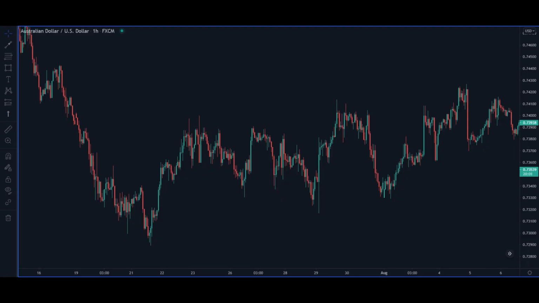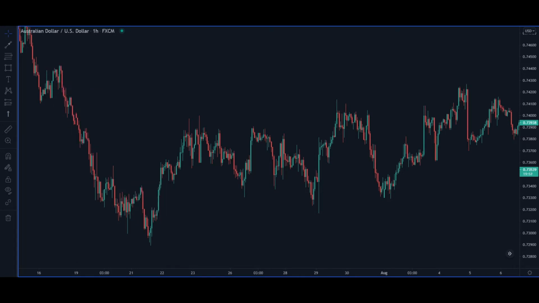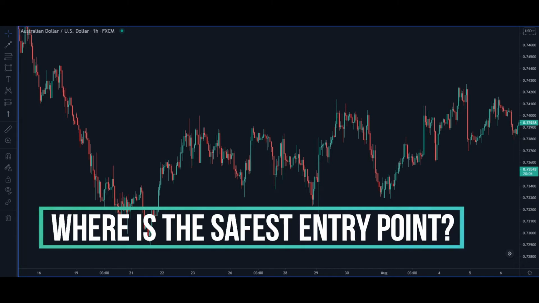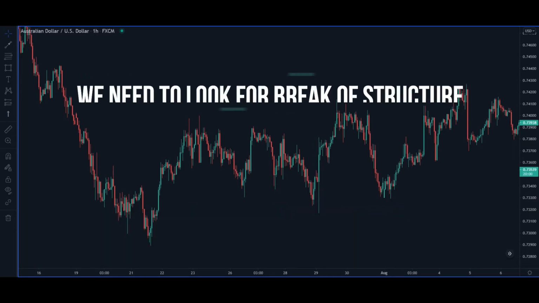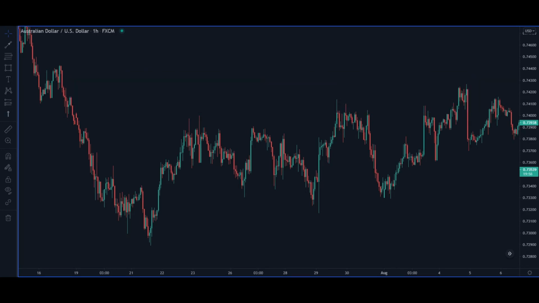Right here, we're looking at the chart and price was on a downtrend. After this downtrend, we see a move to the upside. Because of this shift in momentum, we are now interested to look for our buy trades. But then, what is the safest entry point for our buy trade? The first thing that we will look for is a break of structure to the upside before we can confirm that an entry is valid.